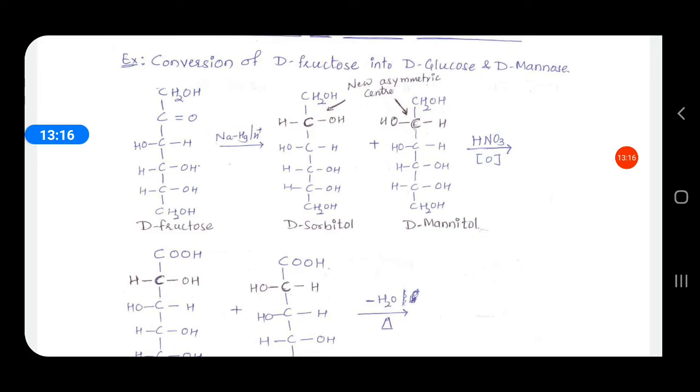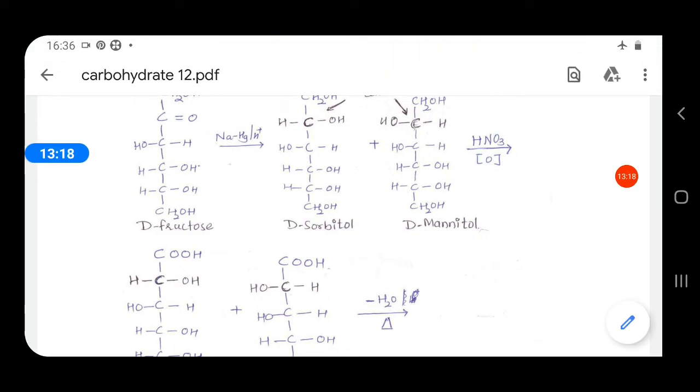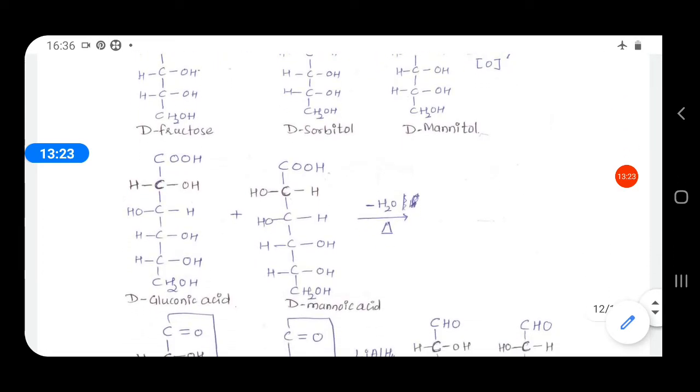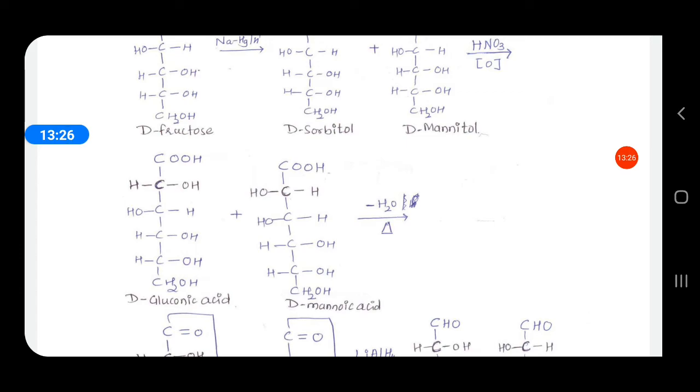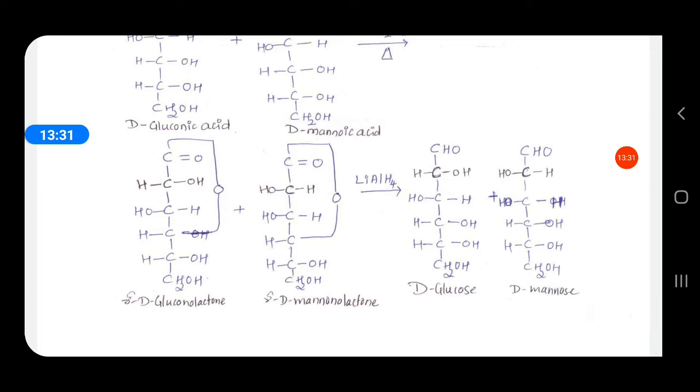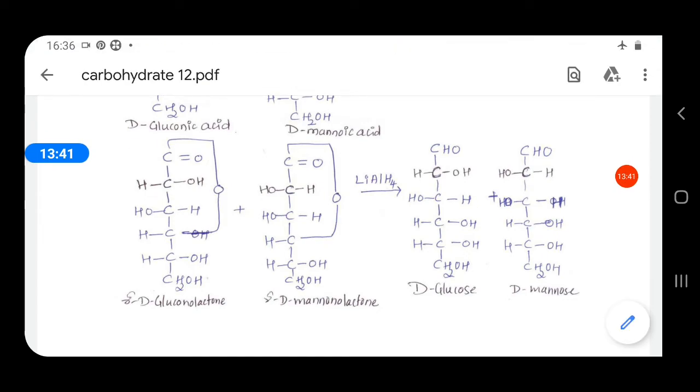D-fructose on reduction gives two isomeric alcohols, and those alcohols on oxidation are converted into corresponding carboxylic acids. These carboxylic acids on heating give lactones. The lactones are separated by fractional crystallization, then followed by reduction gives the corresponding aldehydes. So here fructose gives two aldehydes, one is glucose, another one is mannose.